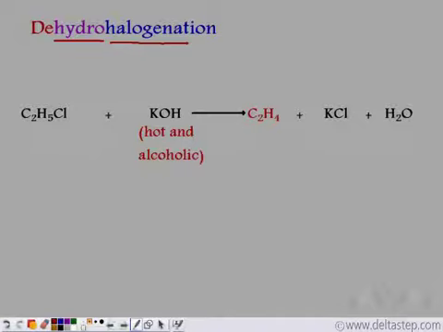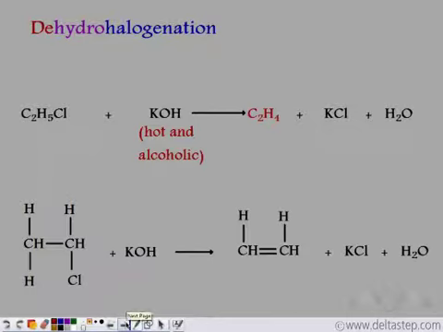What it does is, it removes one chlorine atom and one hydrogen. Now the chlorine goes with potassium to form KCl and the H goes with OH to form water. So whenever it is possible for water to escape, it tries to escape. So let's see how this reaction is taking place. We have C2H5Cl. It reacts with hot and alcoholic KOH. So this H leaves and this chlorine leaves.